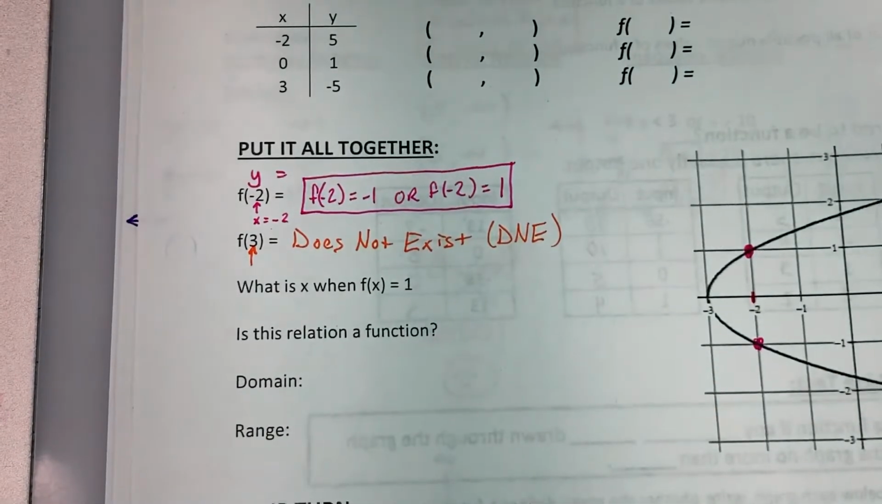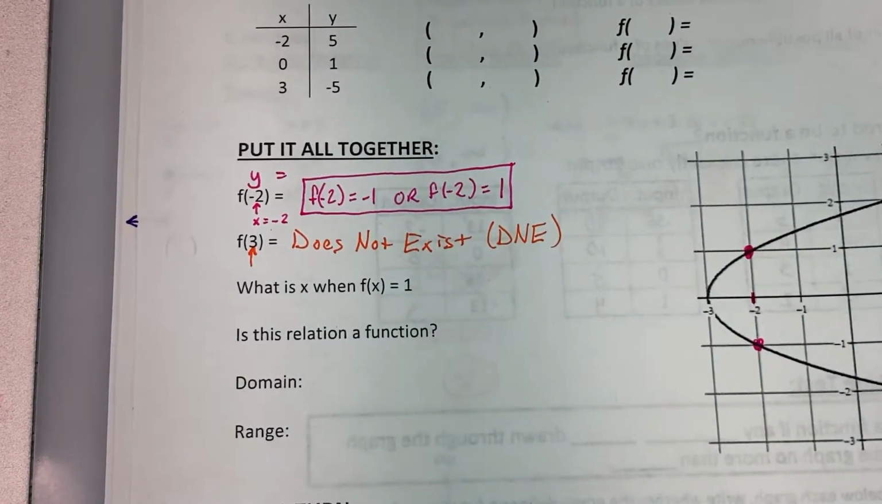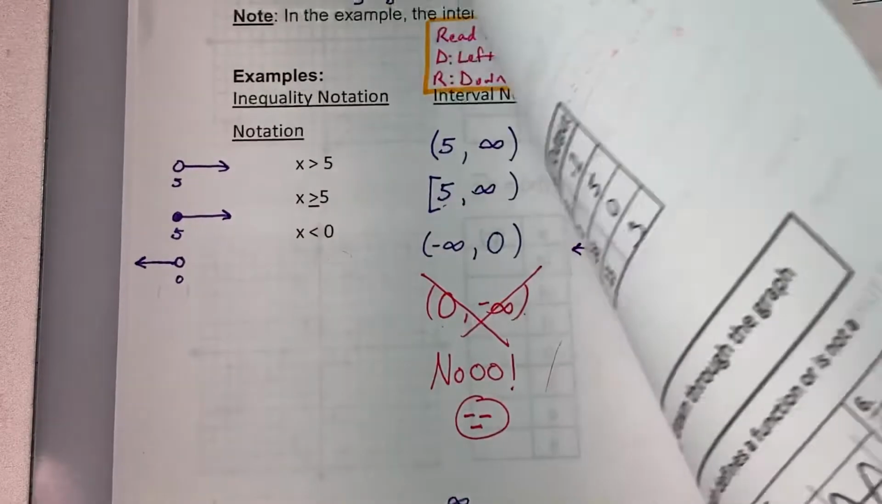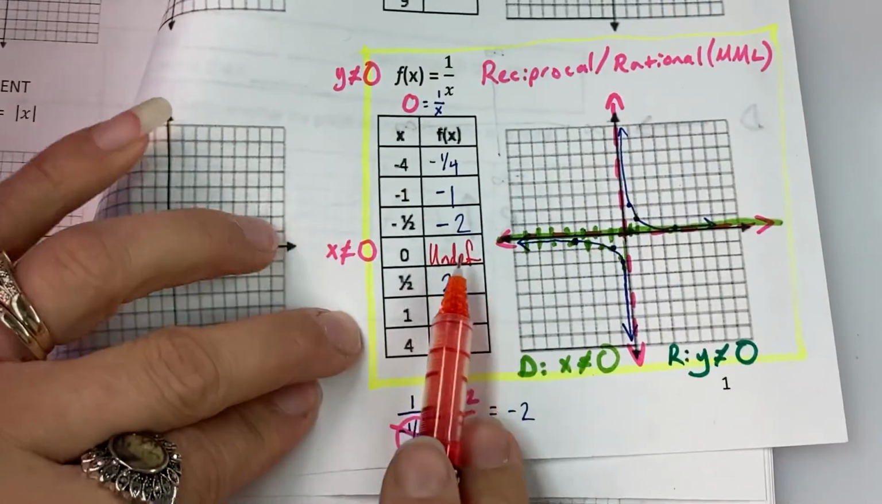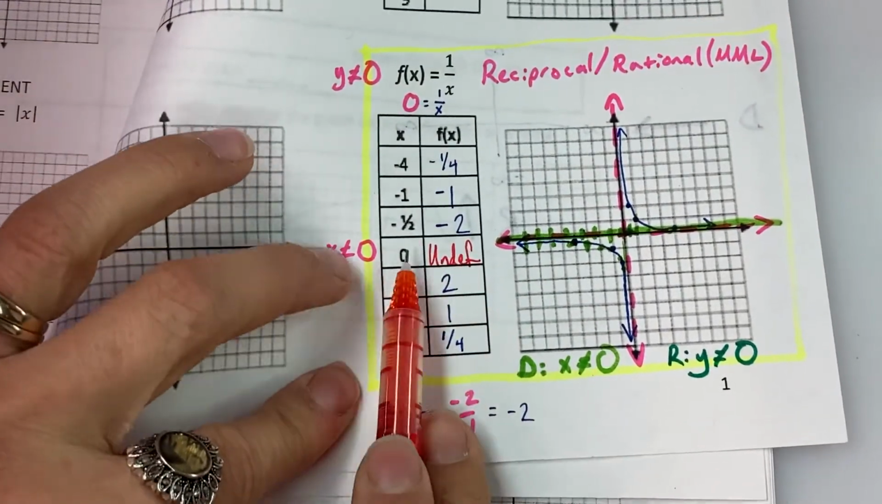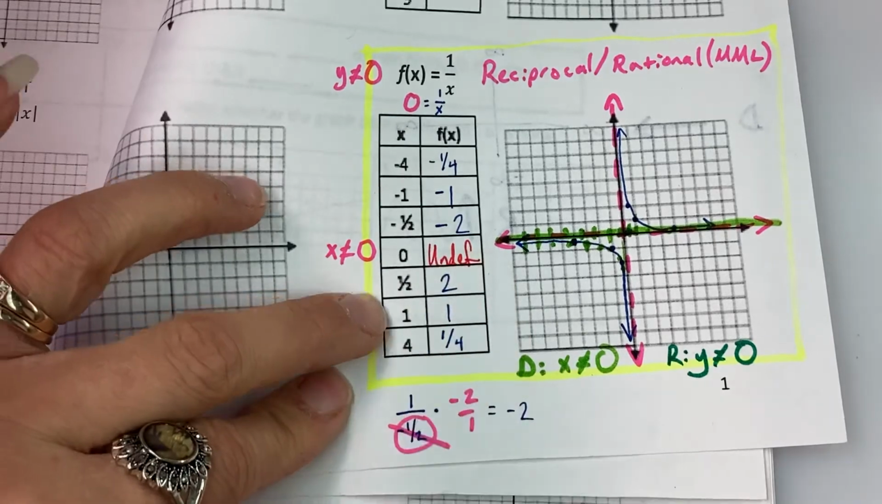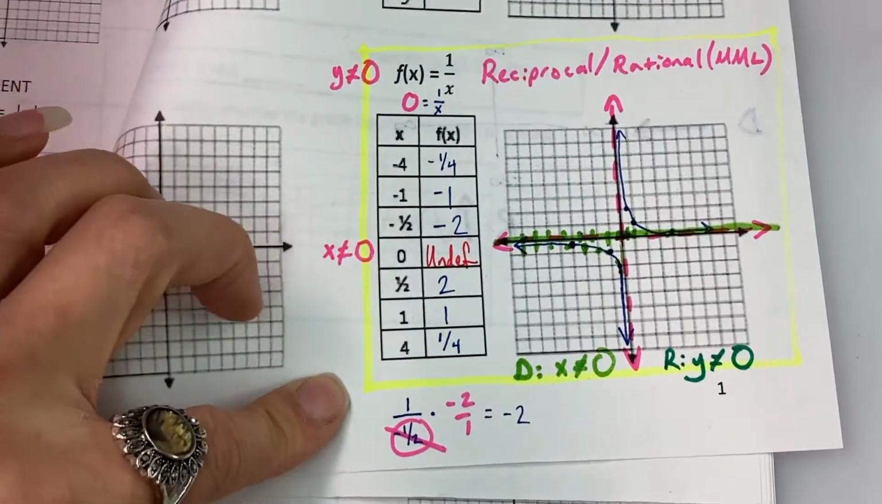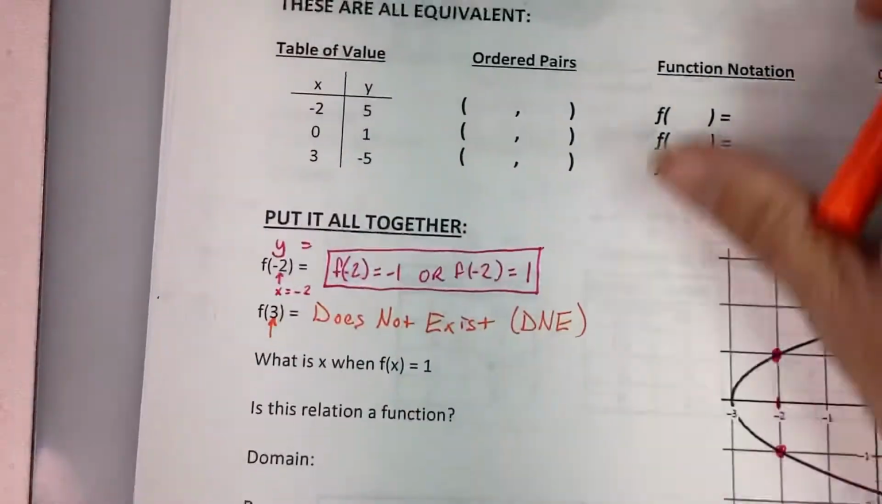Does not exist. Now, it doesn't mean the same thing as no solution. It doesn't mean the same thing as an imaginary solution. It just means it's not defined there. So similar to what we did on the first page with this function, we could also say that at 0, the function does not exist because it is undefined. So undefined and does not exist are similar.